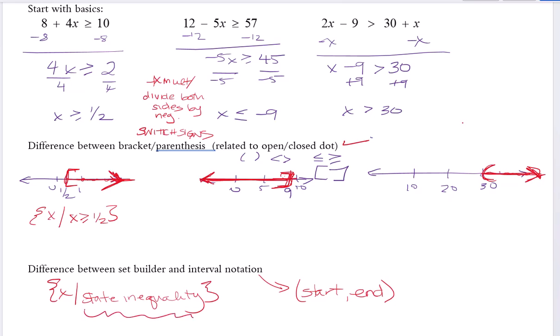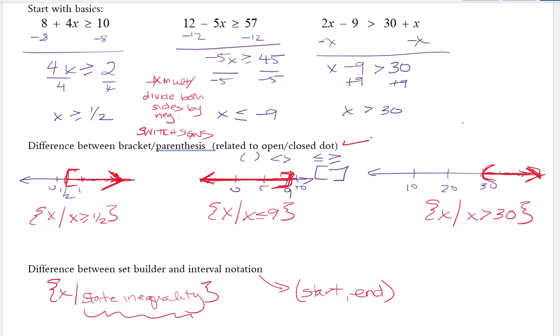So for set builder notation, all you have to know is this shorthand. You're going to do the brackets for all x such that, and then you're going to state the inequality, such that x is less than or equal to 9. Over here, set builder, it's all the x's such that x is greater than 30. So building set builder notation, and knowing the difference between one and the other, is simply stating the inequality and defining it within this set.